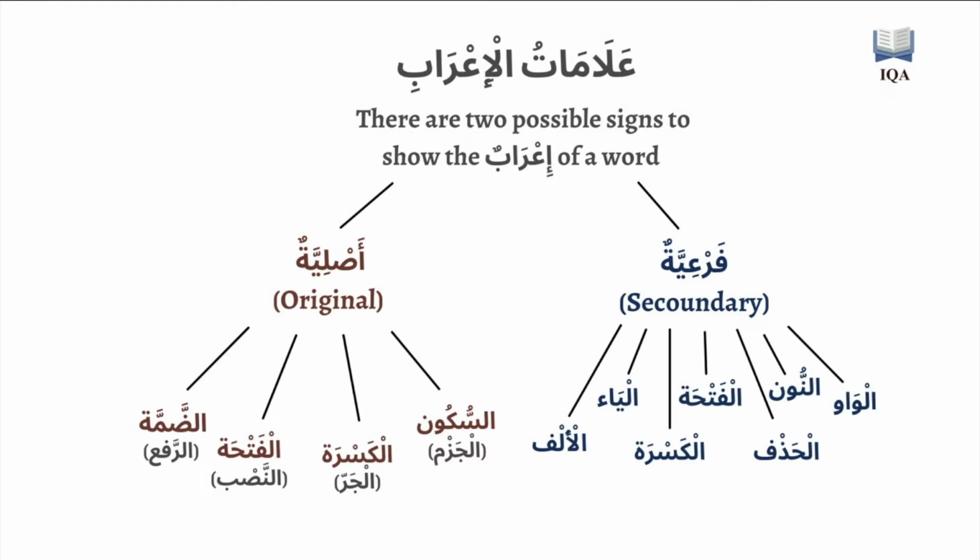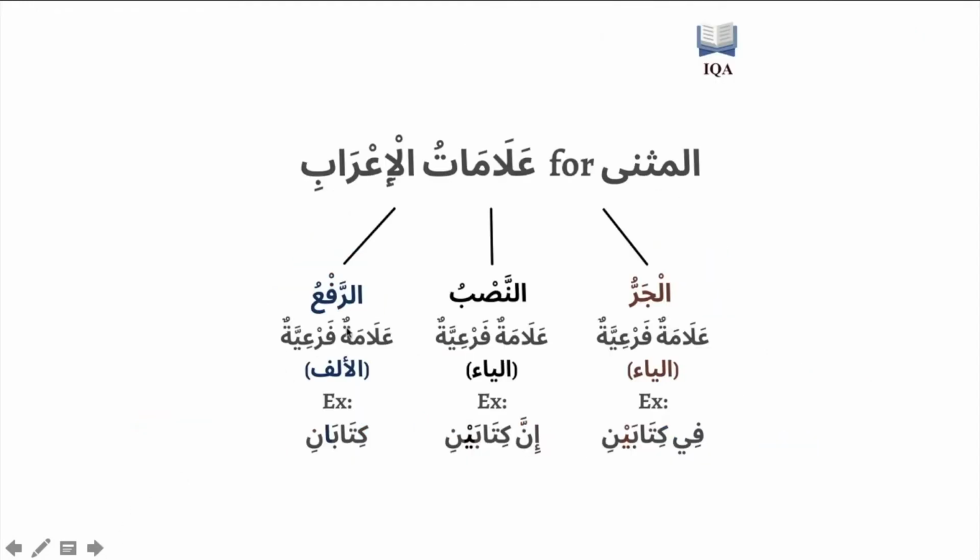Now the مثنى, the dual noun, kitabani for example, it's always going to take one of the secondary signs we're going to cover in a second. So the مثنى, the dual nouns, they never take the original signs of i'rab, but rather they take the secondary signs to show that they're marfu' or mansub or majrurun. What are these signs? They're as follows. So علامات الإعراب, the signs of i'rab for the مثنى, for the rafa' it's a علامات فرعية, it's a secondary sign, which is the alif.